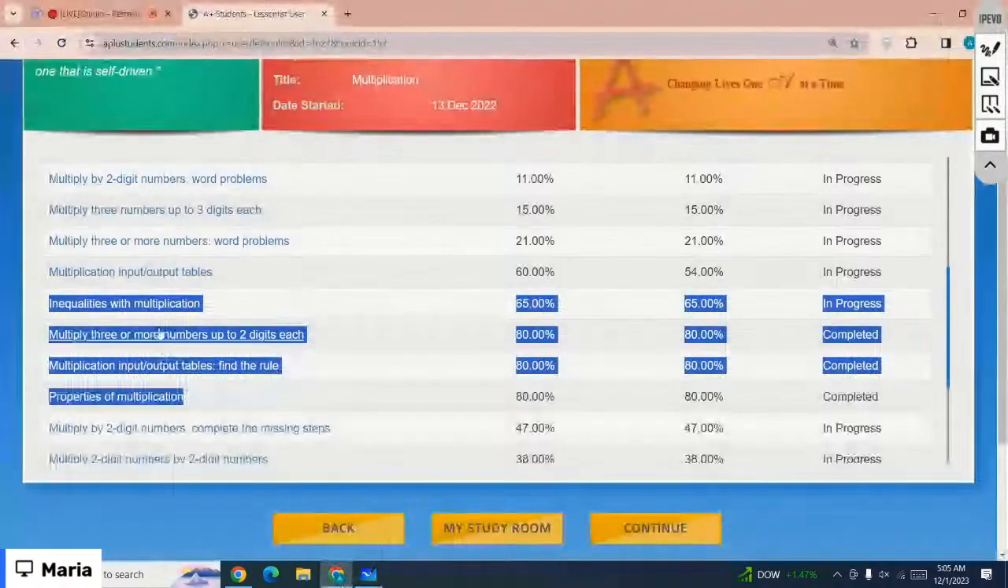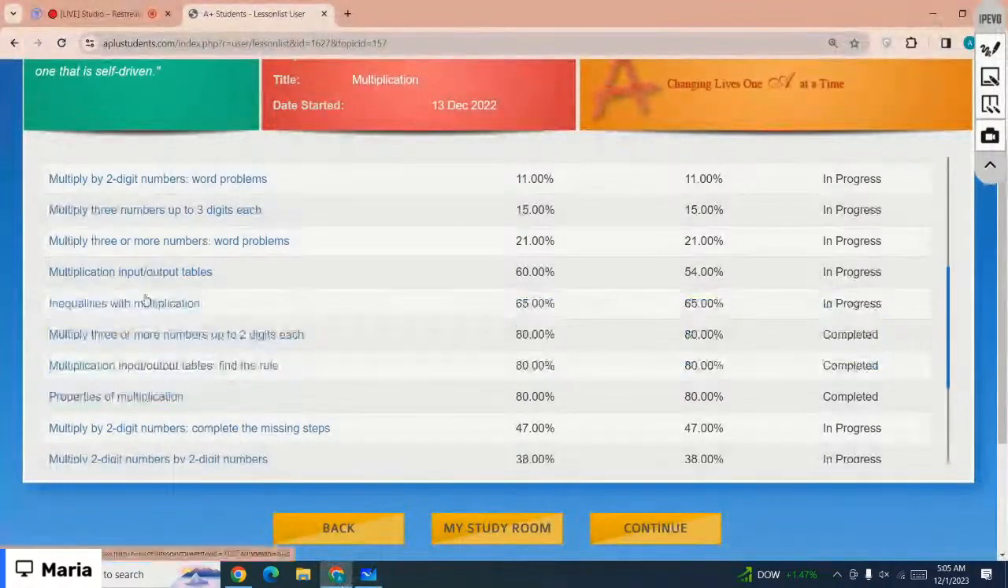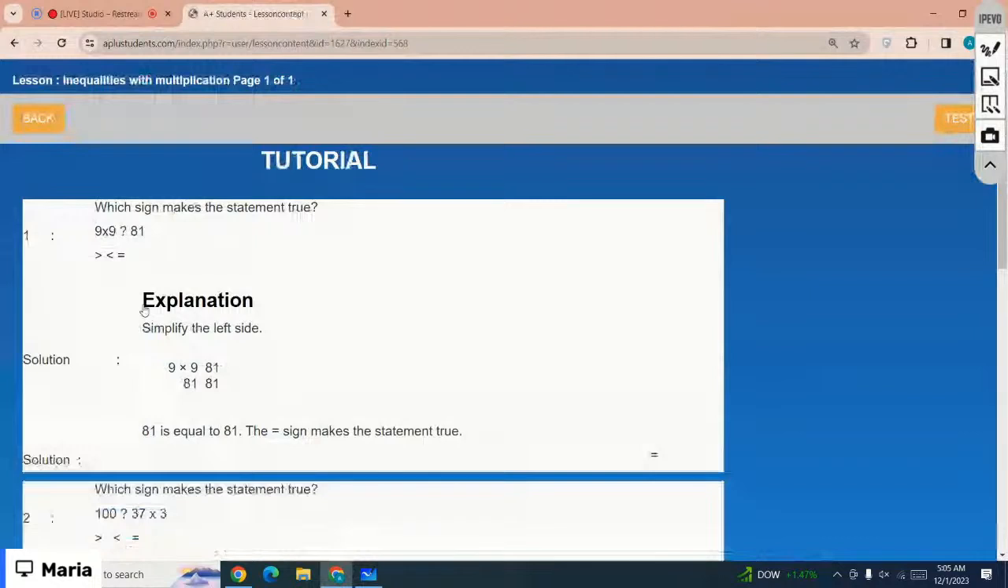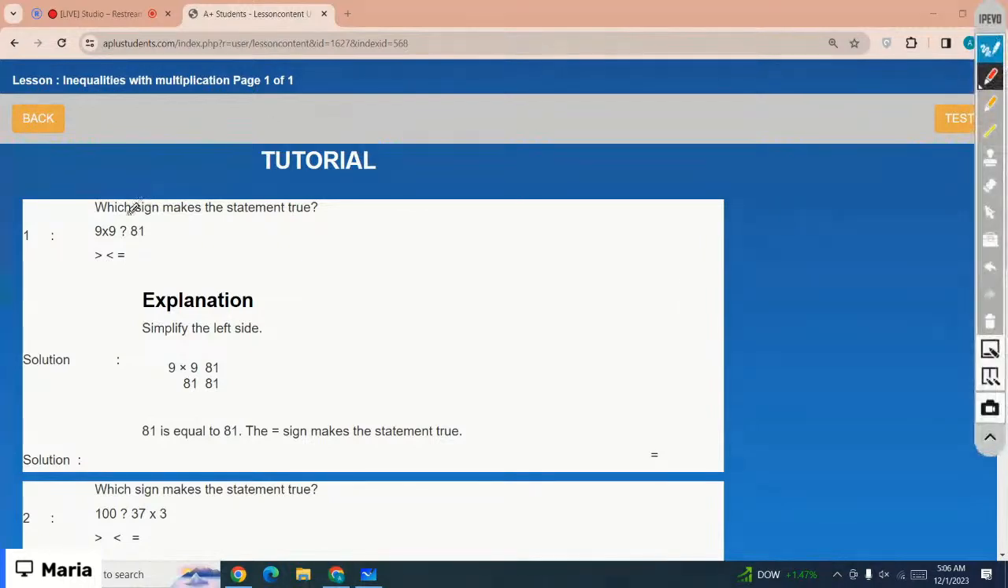Here I am on grade 5 math. The chapter is multiplication. Let's start with the lesson, inequalities with multiplication. Which sign makes the statement true? You have 9 times 9 and 81. So basically you have to evaluate this side and then see which sign you can put, right? 9 times 9 is 81 and they both are exactly equal. So you can write 81 is equal to 81, right?